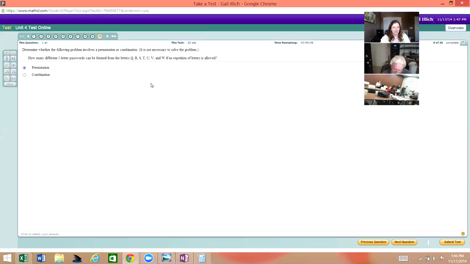Because there's an order, right? Right, yeah. QRSTUVW, that password would be different than, or I mean, how many letters is that? We can only pick 5. So I guess QRSTU is a different password than UTSRQ, even though they're using the same 5 letters, right? So since order matters, it's a permutation. Very good.